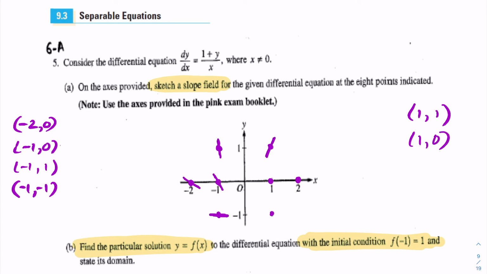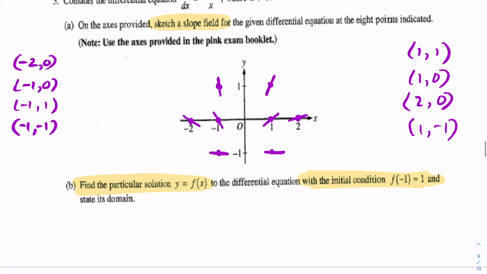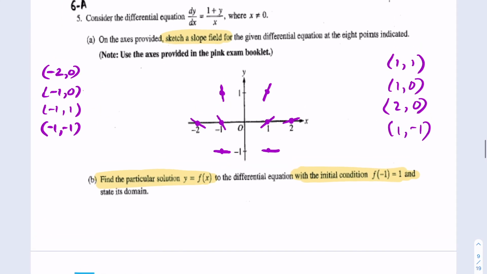1 comma 0 will give you 1, so less steep. And 2 comma 0 should give you 1/2, so that should be more shallow, more horizontal than the previous one. And 1, negative 1 should give you 0. So that's what you should have gotten there. Okay? Easy points. And I'll go over the point system when we get into the prep. Okay, here's where I want the majority of the focus, right?